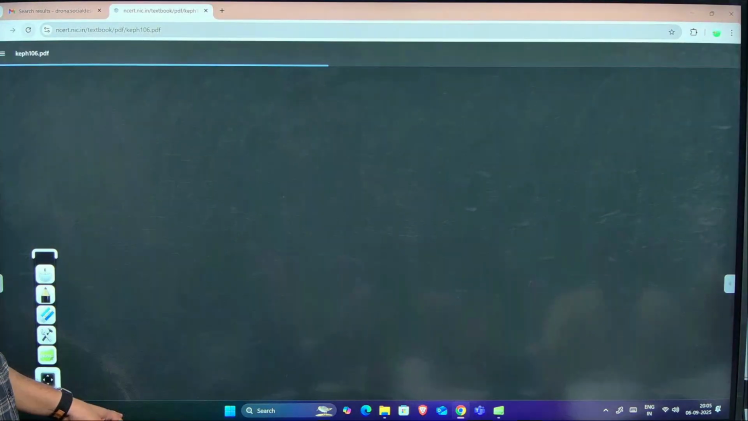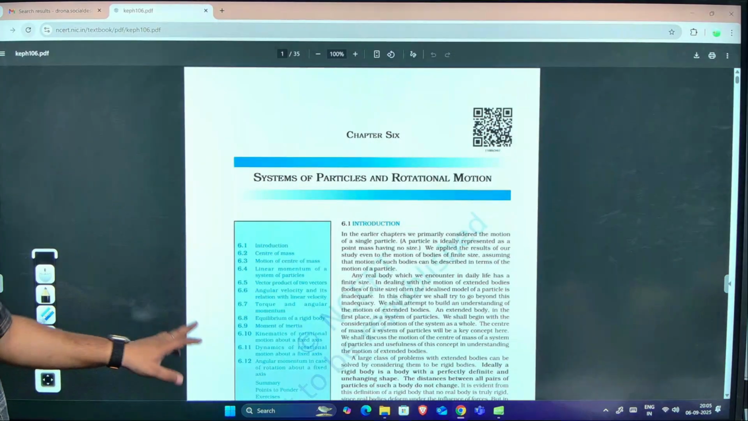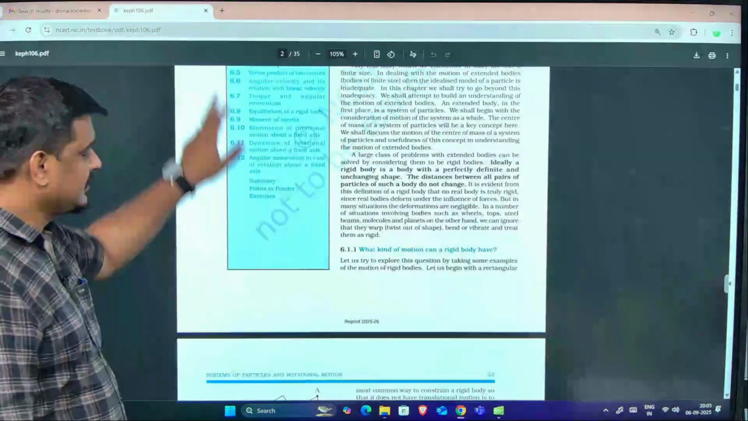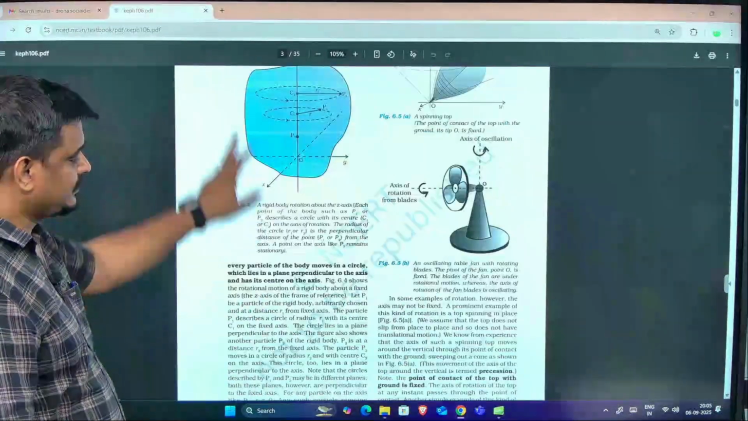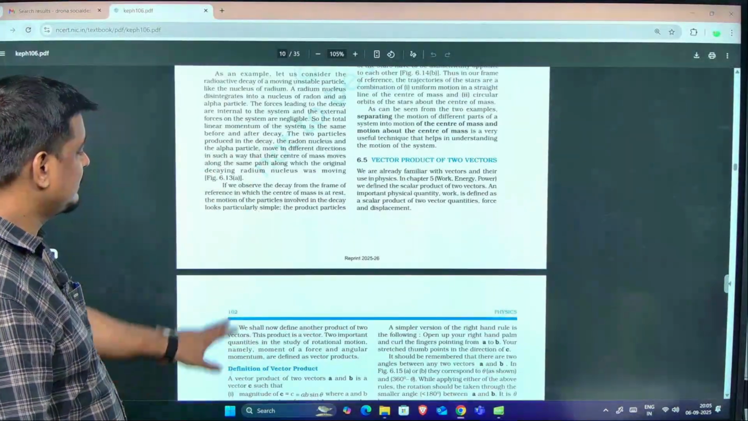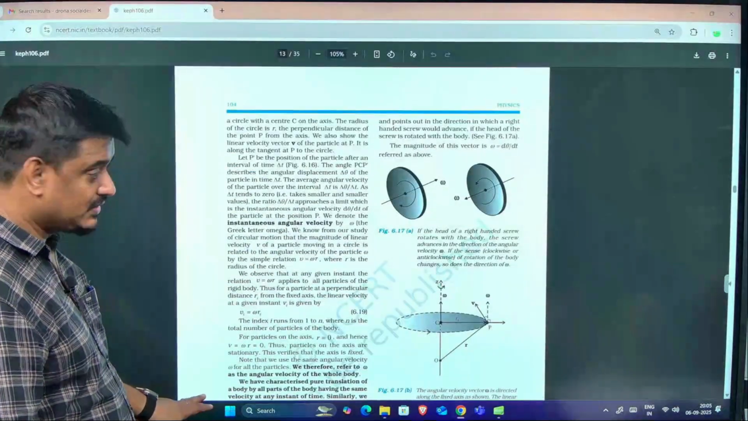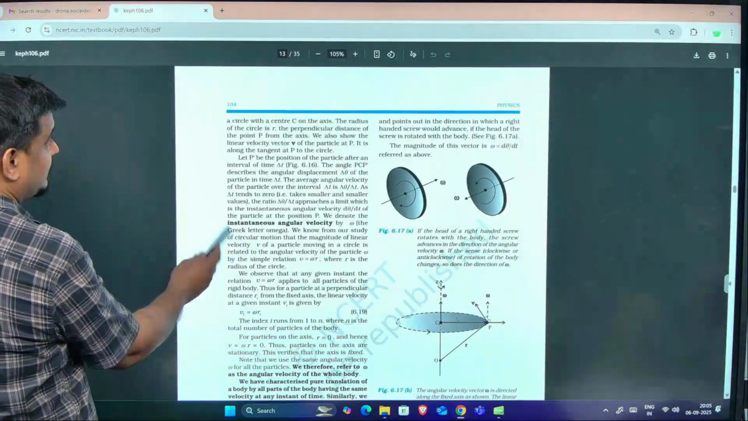Example 6.8. If you have the book, open the book. Come to example 6.8. If you have the book in your hand, open the book. Example 6.8. We'll do it now. What is the page number here? 113, sir. 113.